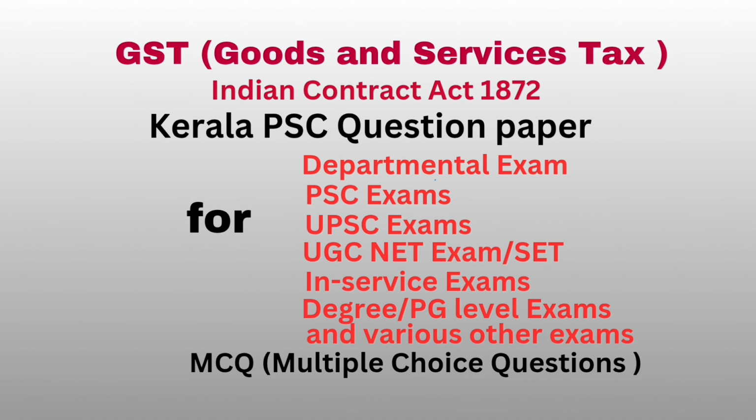Question number 19. Time of supply of goods shall be: option A, the date of issue of invoice by the supplier. Option B, the date on which the supplier receives the payment. Option C, earlier of 1 or 2. Option D, none of the above. Correct answer: earlier of 1 or 2.